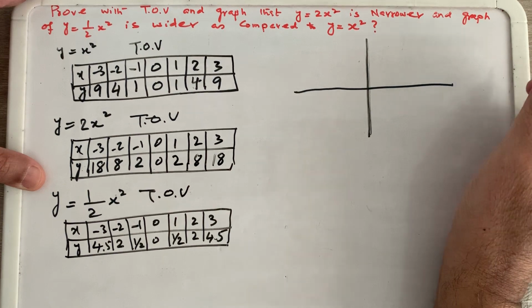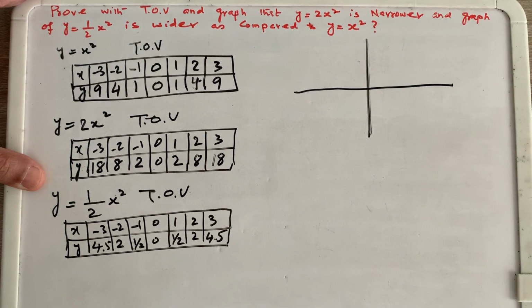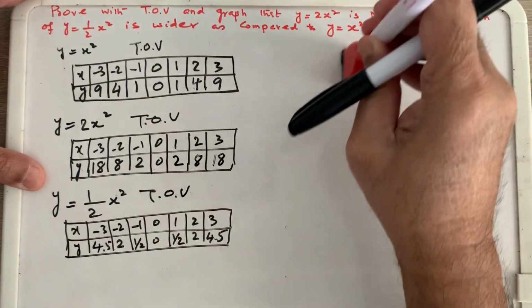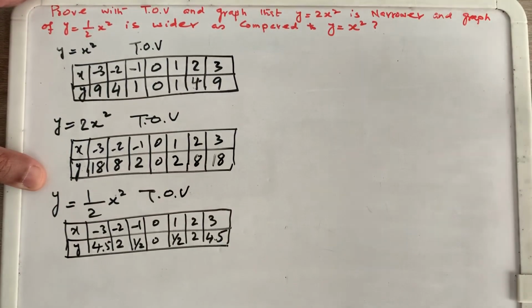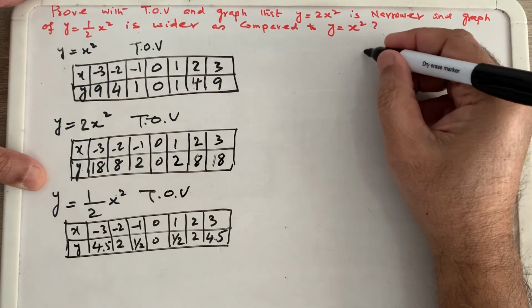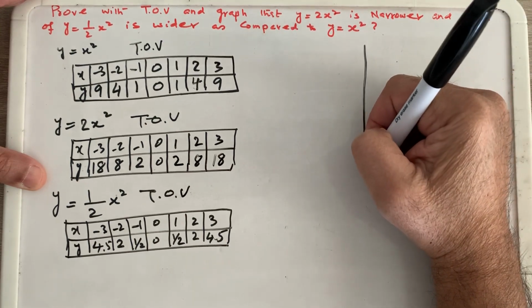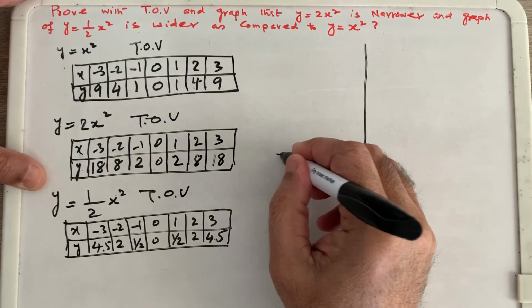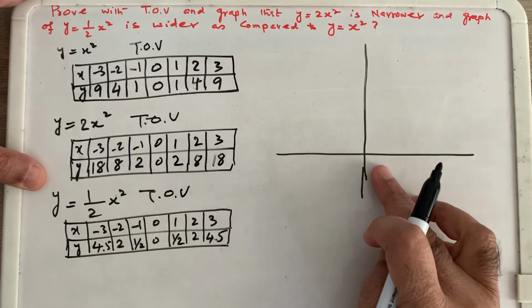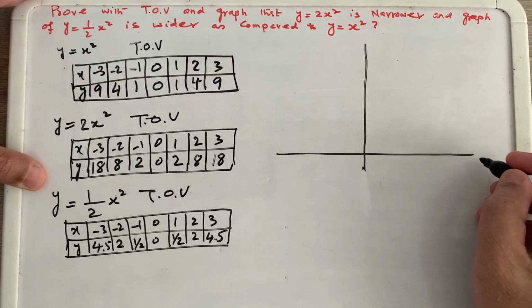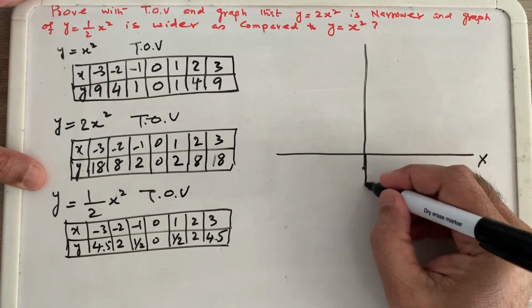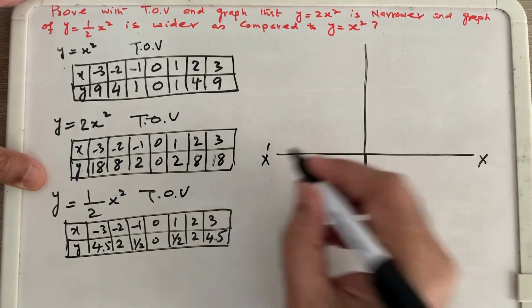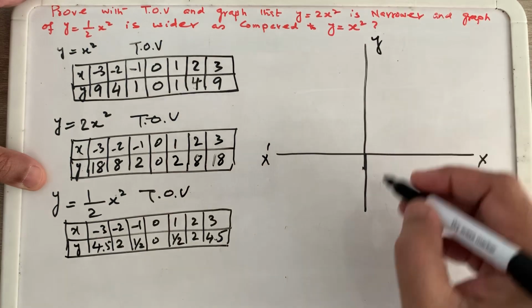So maybe I have to make some space because I have 9 and this also. So I will draw it again a little bit bigger so that I can plot. So this y-axis, no problem, but this y-axis, because I have a bigger number, right? So I make it like this. So this is my x-axis and this is my y-axis.